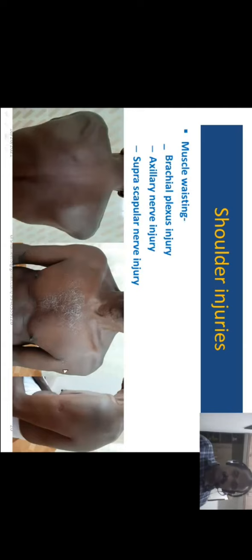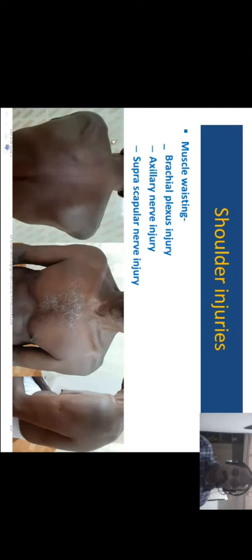So there are certain pathologies like brachial plexus injury. There may be supraspinatus, infraspinatus and deltoid muscle wasting together in case of a brachial plexus injury. In case of an axillary nerve injury, there will be wasting of the deltoid muscle and teres minor, because the teres minor and the deltoid are supplied by the axillary nerve.